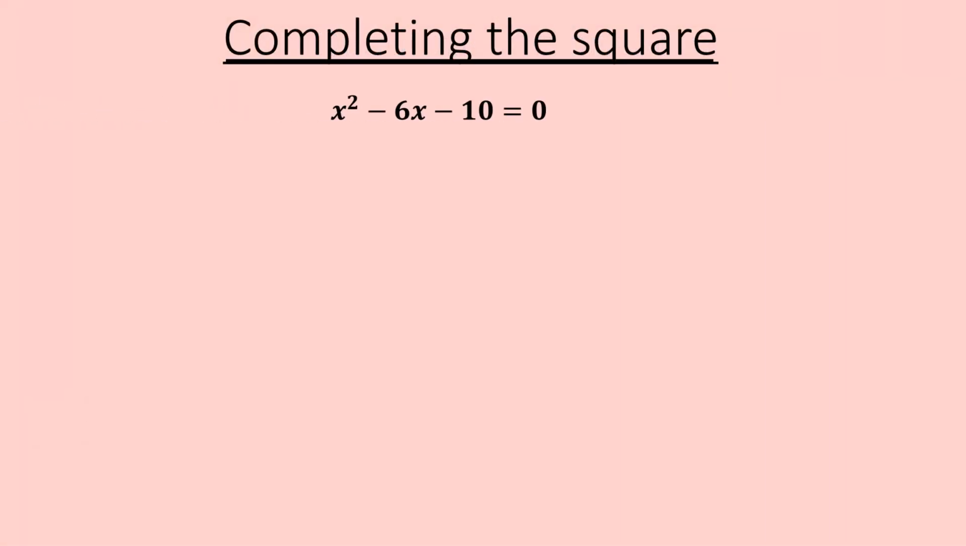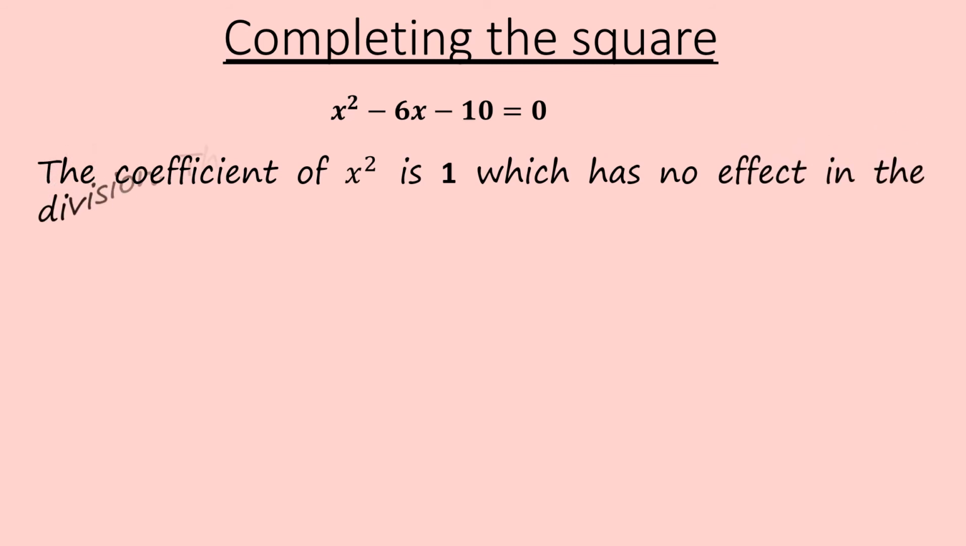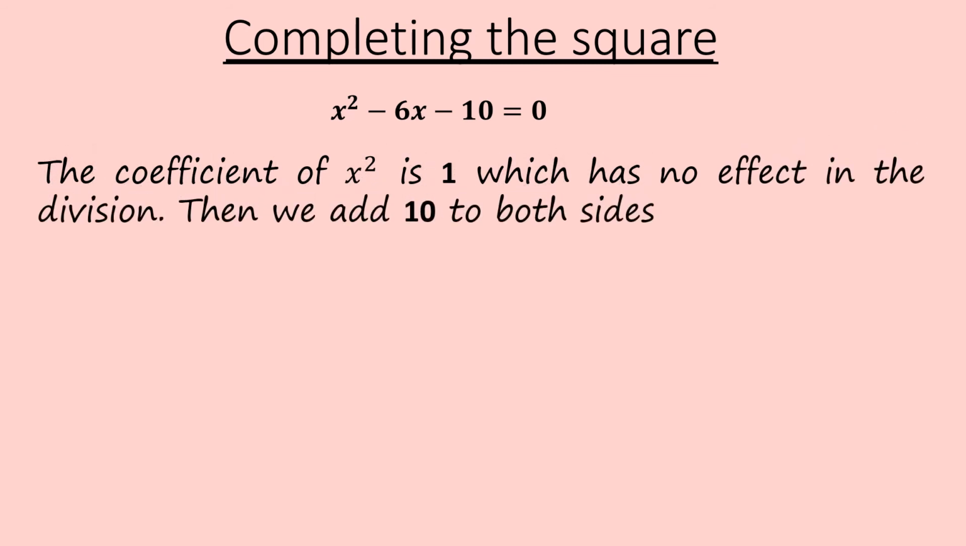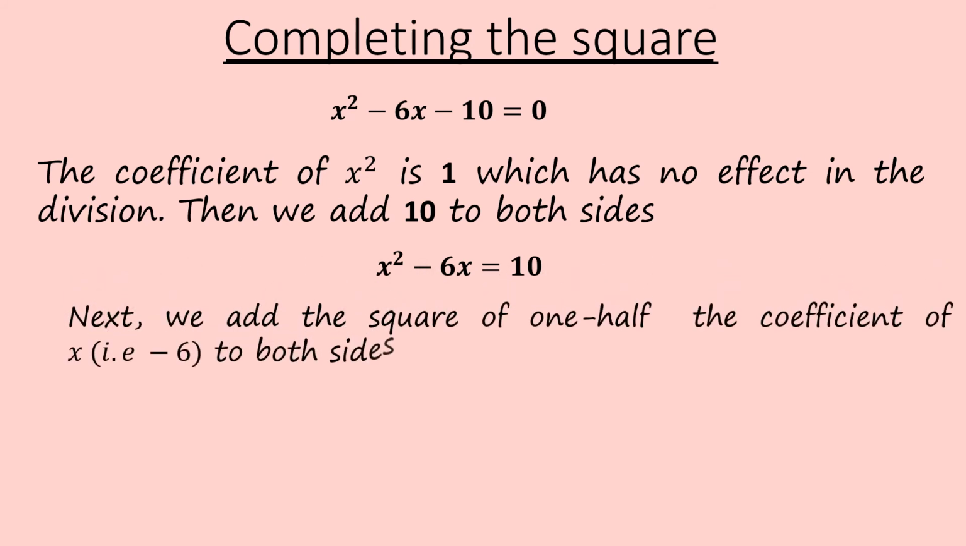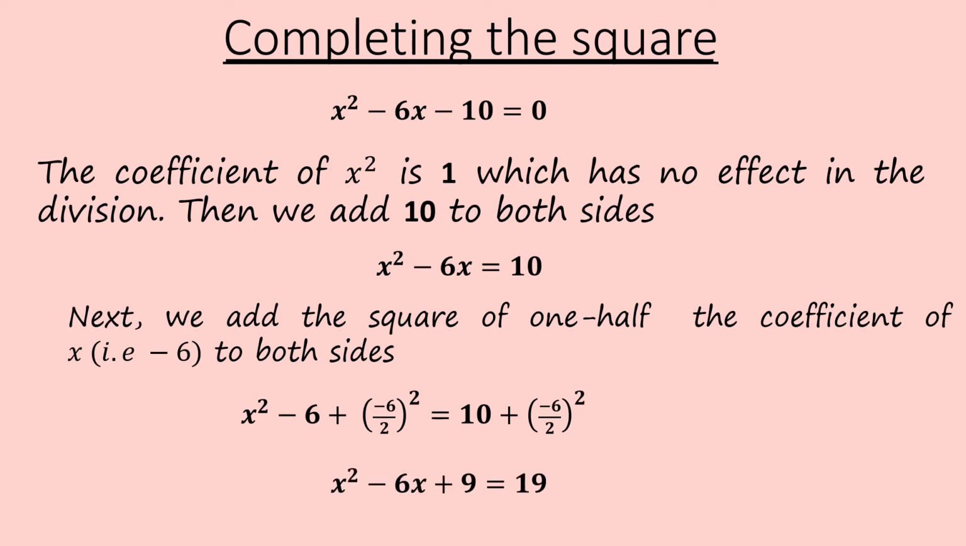Using completing the square for x squared minus 6x minus 10 equals 0. The coefficient of x squared is 1, which has no effect in the division. Then we add 10 to both sides to have x squared minus 6x equals 10. Next, we add the square of 1/2 the coefficient of x, which is minus 6, to both sides. Then we have x squared minus 6x plus minus 6 over 2 all squared equals 10 plus minus 6 over 2 all squared, which arrives at x squared minus 6x plus 9 equals 19.